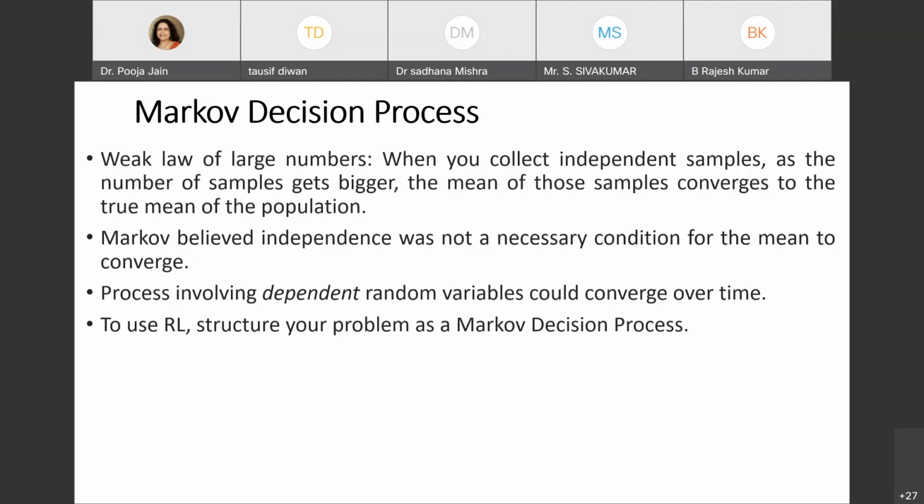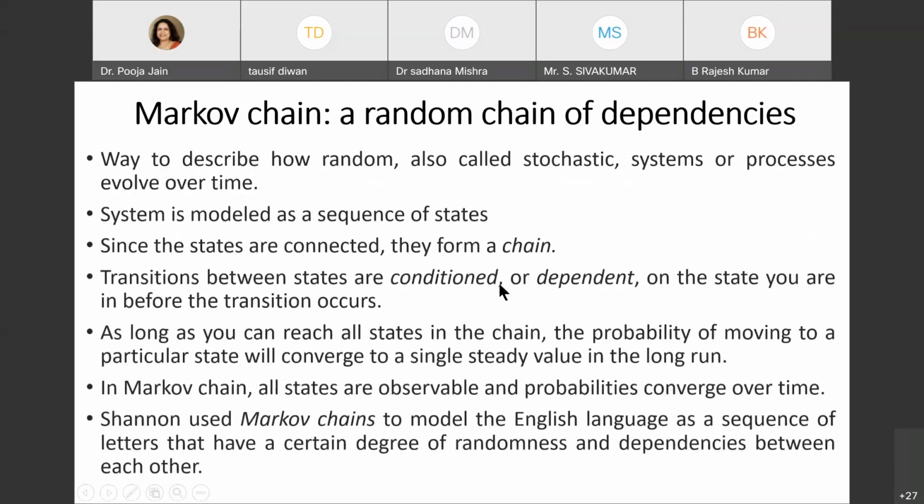Before that, just look at this chain. It is also known as a random chain, where some sort of dependencies are there. Okay. Now see, a Markov chain is a way to describe how randomness or stochasticness is there in systems and processes, and how these stochastic properties are getting evolved over time.